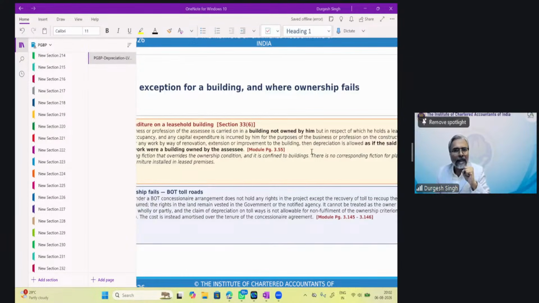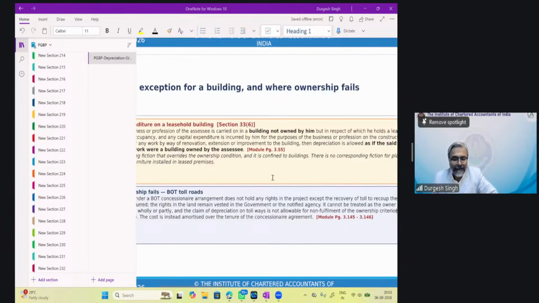So if you have constructed a building on leasehold land, even though you may have incurred the expenditure, you cannot say that you still have the larger right over the building. No, the one who is the lessor of the land is the one who has the larger right over the building. Do you all agree? He may not renew the lease, and you have to leave the building altogether.